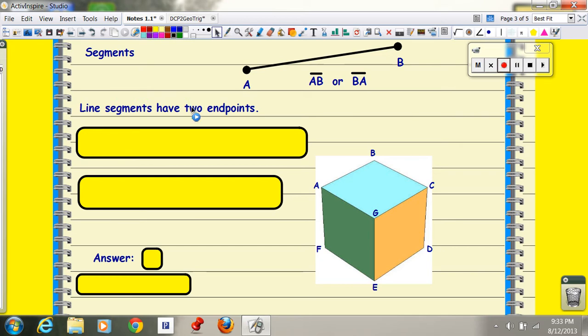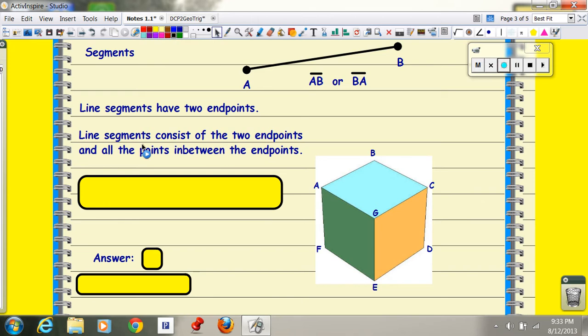Line segments have two endpoints. They have to have two endpoints to be a line segment. Lines go on forever. Segments have endpoints. Line segments consist of two endpoints and all of the points in between the endpoints. All these points in here represent the line segment. And it stops at point A and at point B.